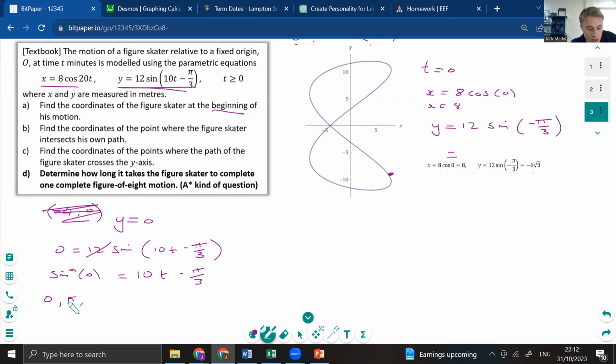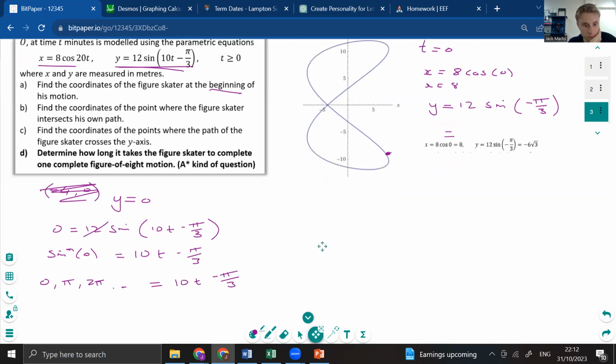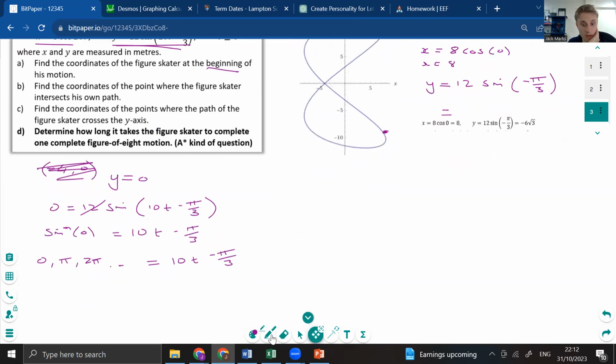Okay? If in doubt, you can maybe write a couple of values, but there seems to be just 1 point. So I'm just going to do a couple of values. 0, pi, 2 pi, it will happen then. So that equals 10t minus pi over 3. If I add pi over 3 to both sides, I get pi over 3. What's this one going to be? It's going to be 4 pi over 3.